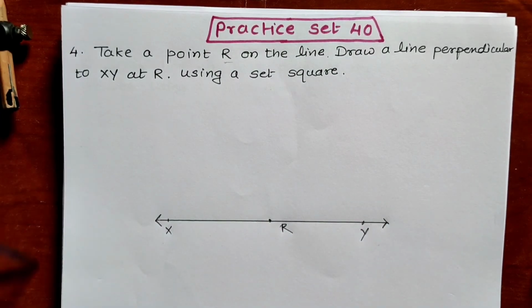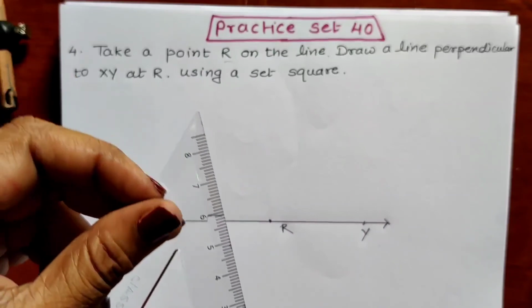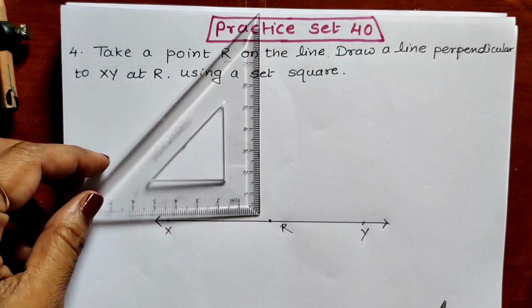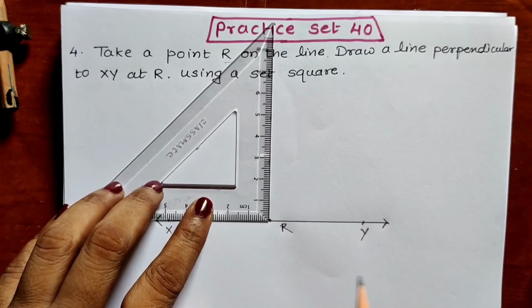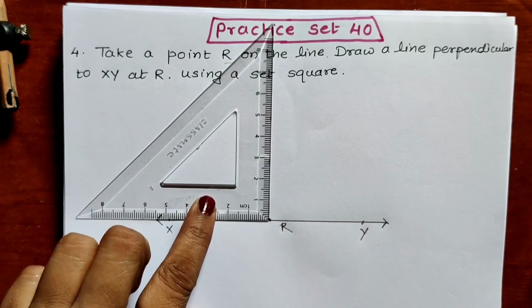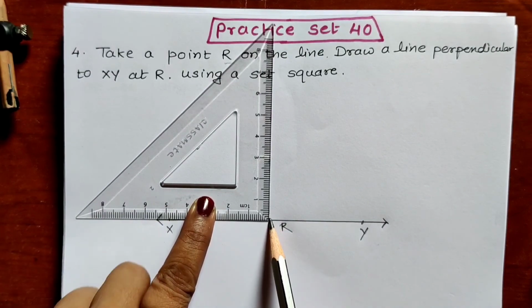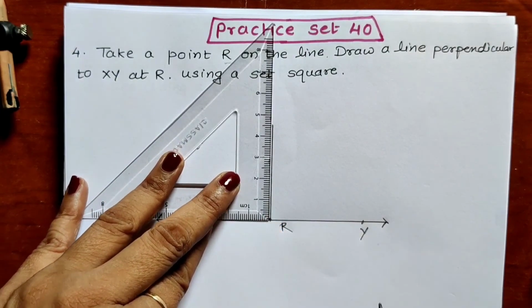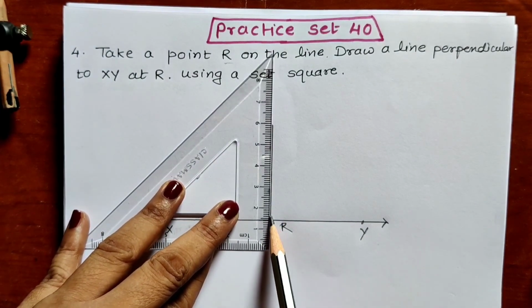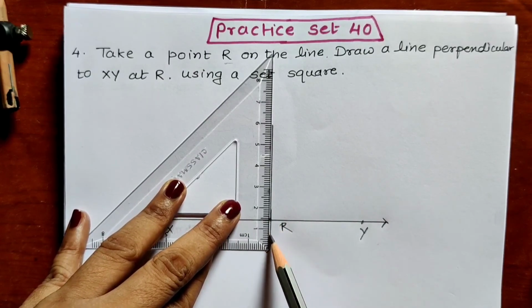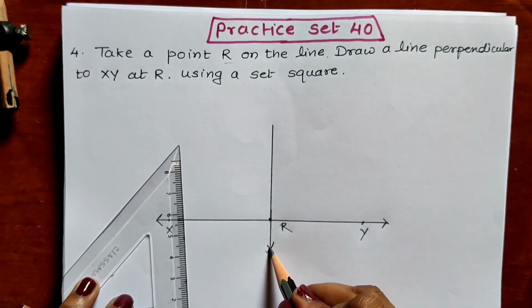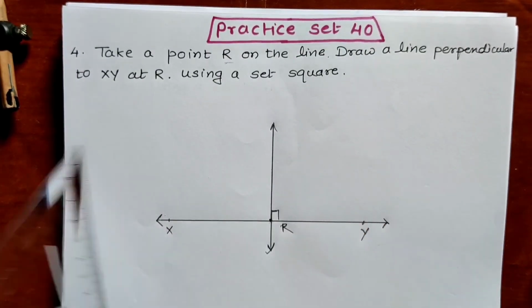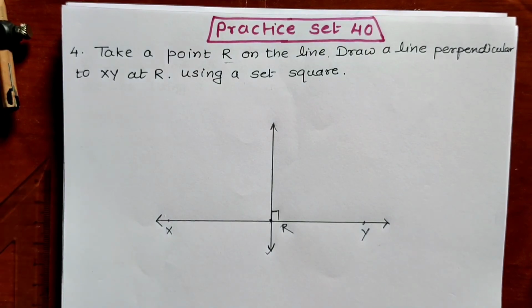What we have to use? We have to use our set square. So how to place? We have to place this set square so that base line should match with this line XY, and the vertex should pass through point R. Okay, this vertex of set square should pass through point R, and then we can draw a line like this. If you want, you can extend it downside, and then just draw arrowheads, put the symbol, and in this way you can complete the perpendicular.